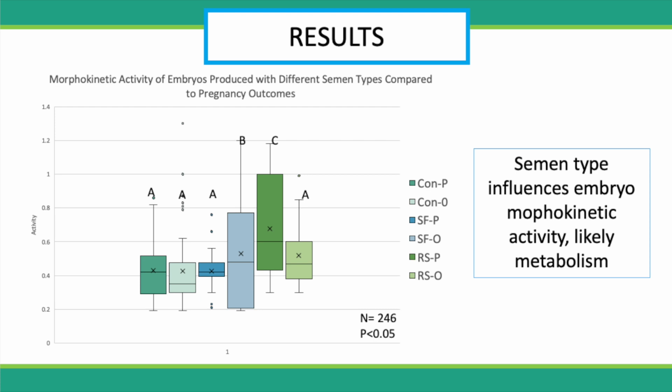We found that the fresh sorted semen that did not produce pregnancies was statistically different than the conventional semen and had high variability. We also saw that the reverse sorted semen had the highest amount of morphokinetic activity and a great range and variability of morphokinetic activity as compared to the other semen types. This data allowed us to conclude that semen type does have an influence on embryo metabolism and can influence the embryo's cellular activity.